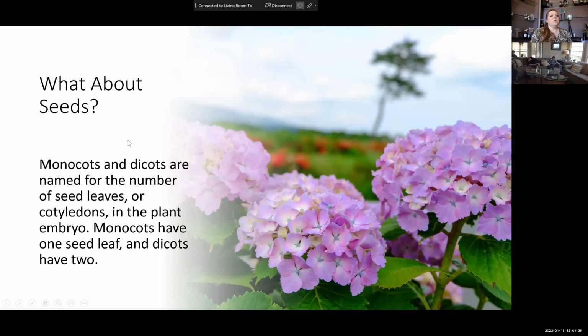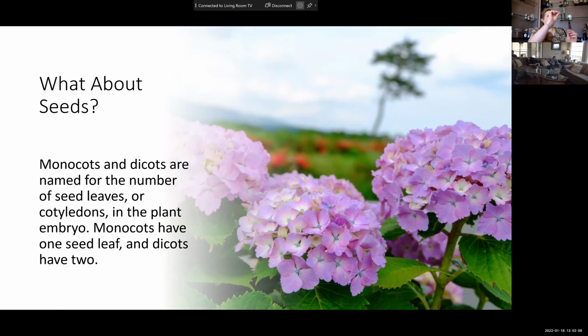So what about seeds? So we have two major categories of seeds, monocots and dicots, okay? Monocotyledon and dicotyledon. So monocots and dicots are named for the number of seed leaves or cotyledons in the plant embryo. So monocots have one seed leaf and dicots have two. So think for a minute about the last time you had either peas, green beans, lima beans, kidney beans, any bean like that. You could take it, and if you wanted to with your fingers, you could break it into two parts, it breaks apart in the middle, like a peanut.